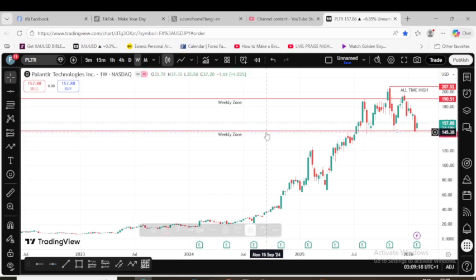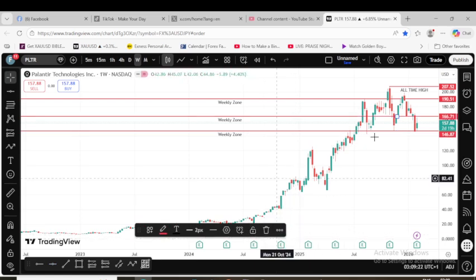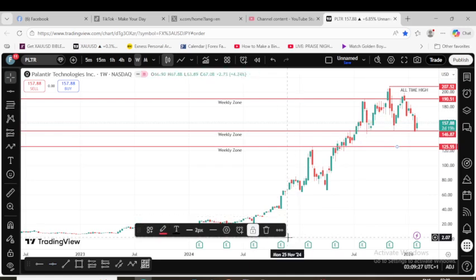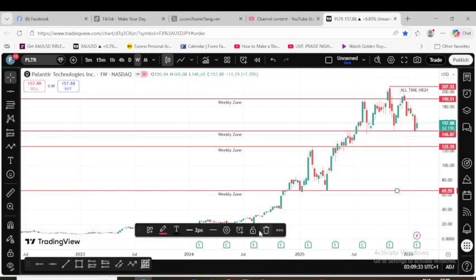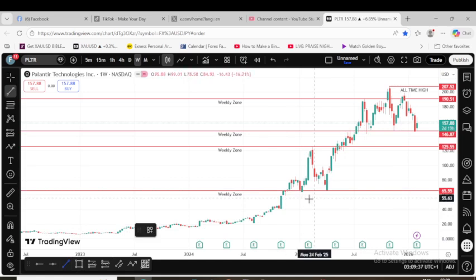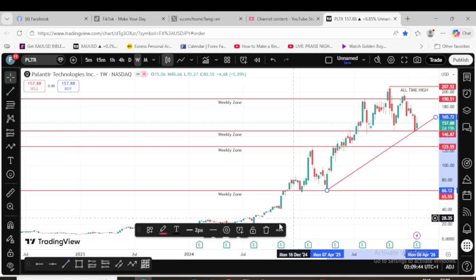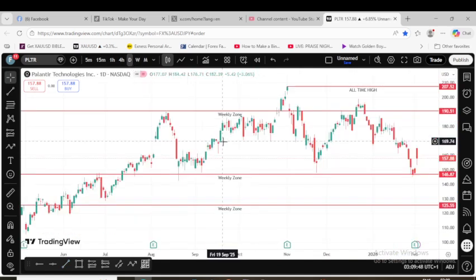They're support and resistance levels, but we call them weekly zones. So let's duplicate this. So here we have another weekly zone here, and then we have another weekly zone here. And I think we can draw a trend line. We can draw a trend line like this, but this trend line is not valid. So delete that.